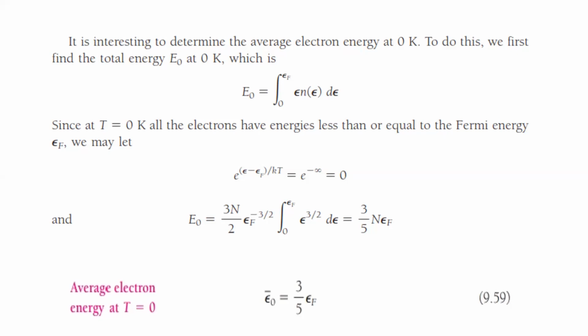The average electron energy at T equal to zero comes out to be 3/5 E_F. Now, this is not the end. This is not the end.